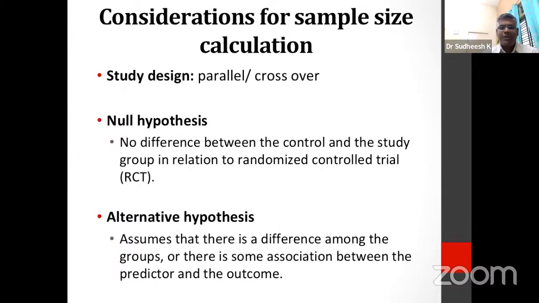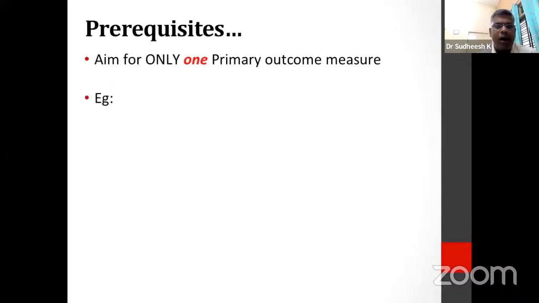Most of the time, when we do any study in our anesthesia practice, at least for our routine studies, we most often go with the alternative hypothesis, where we start assuming that drug A is always better than drug B, or technique A is better than technique B. So therefore, we start off with the assumption of a superiority trial.